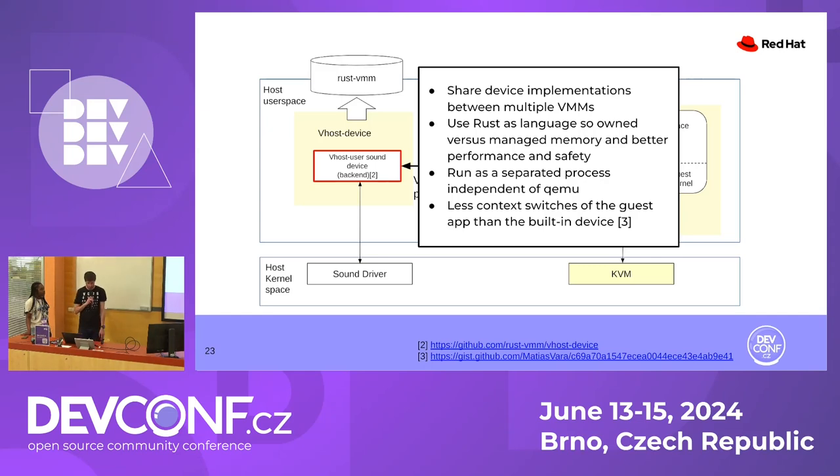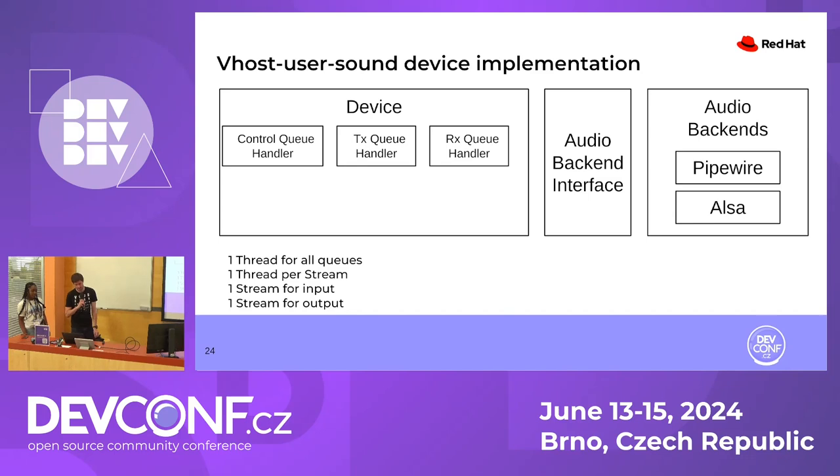So in the next slide, we're going to talk about how the backend is implemented. The current implementation is made of a device and an audio backend. The audio backends implement drivers for different libraries like PipeWire or ALSA. The whole backend is implemented by a single thread. And we hard coded the number of streams too, one for input and one for output. When a new request is received, we have different handlers depending on the queue, and the processing of the request depends on the queue.